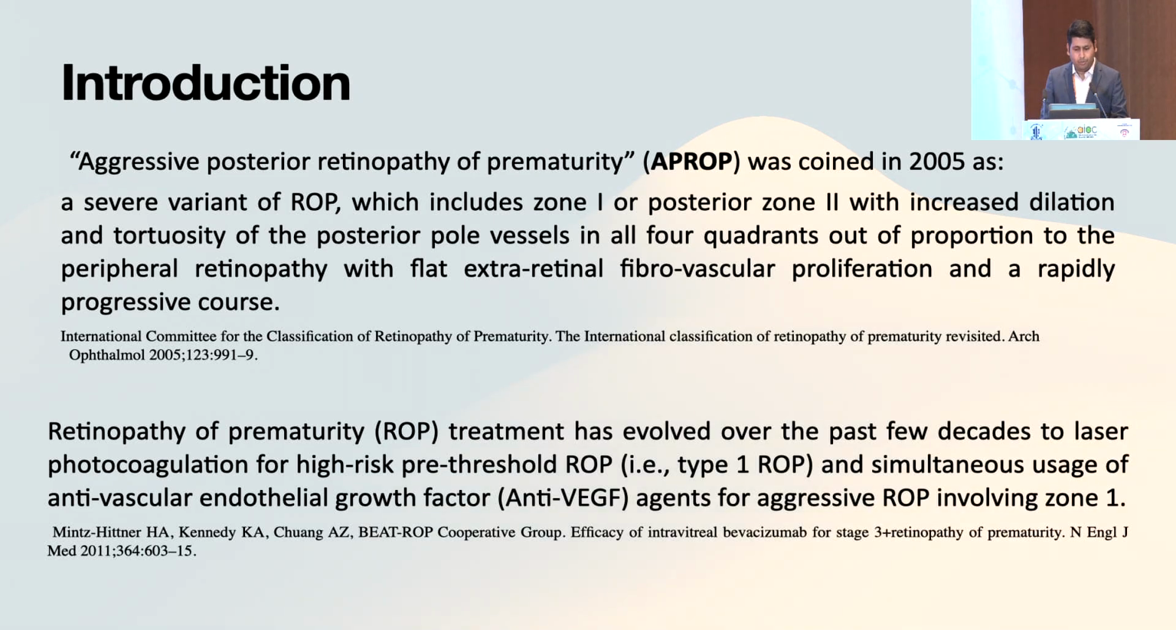According to ICROP, aggressive posterior ROP is a severe variant of ROP which includes zone 1 and posterior zone 2, with increased dilatation and tortuosity of posterior pole vessels in all 4 quadrants and a rapid progressive course.